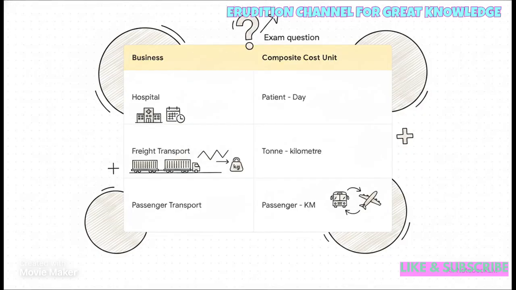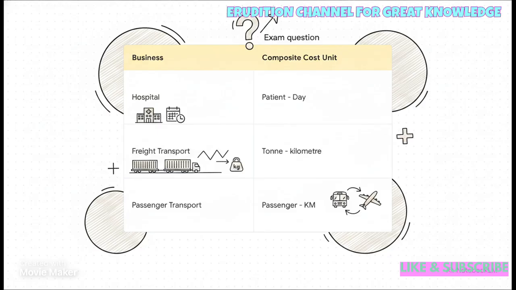And this brilliantly illustrates how different businesses actually apply this in the real world. Over in a hospital setting, your composite cost unit is the patient day. That combines the individual patient with the actual duration of their stay. For freight transport, like we just talked about, it's the ton kilometer. And for passenger transport, think buses or airlines, it's the passenger kilometer.